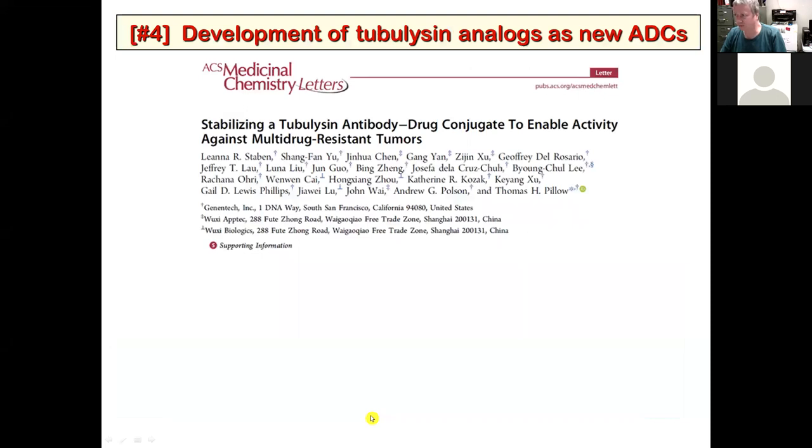Okay, so here's the paper. The lead author is Liana Staben, the first author is Staben, the last author is Pillow. Usually those are the most significant authors in a paper, right? Pillow is a pretty senior Genentech scientist who does a lot of this antibody drug conjugate stuff.